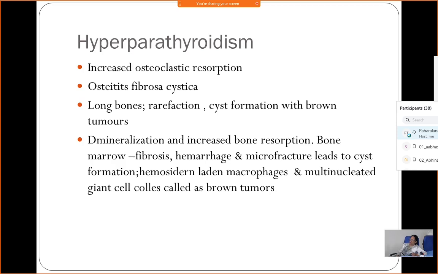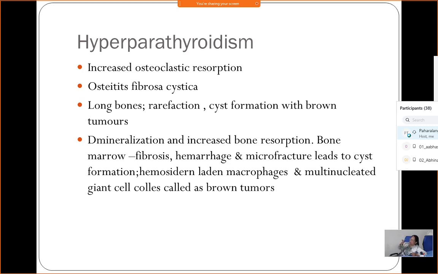Which are the bones that are involved? Mainly the long bones. And what happens to the bones? There will be rarefaction. Basically, osteoclastic activity is increased, and there will be a formation of rarefaction in the medulla of the bone, and this results in increased inflammatory reaction and some amount of bone vessels.